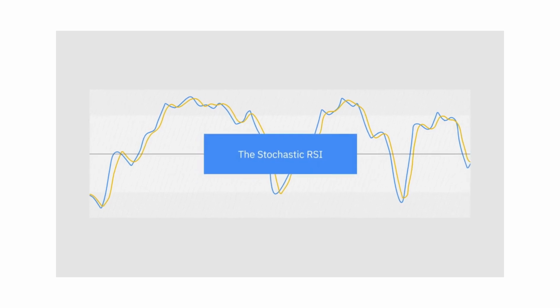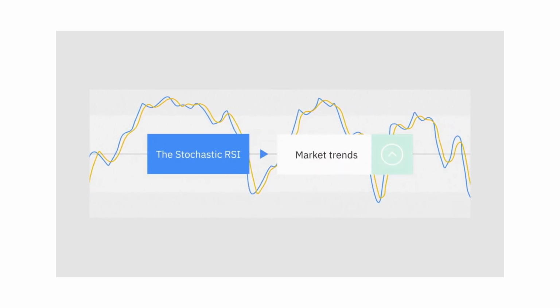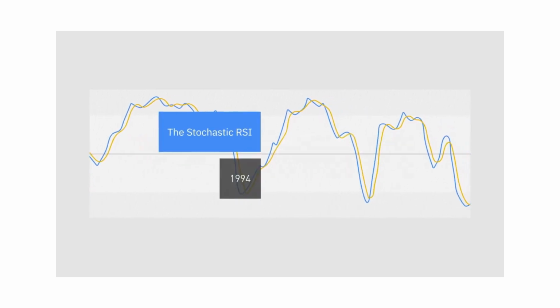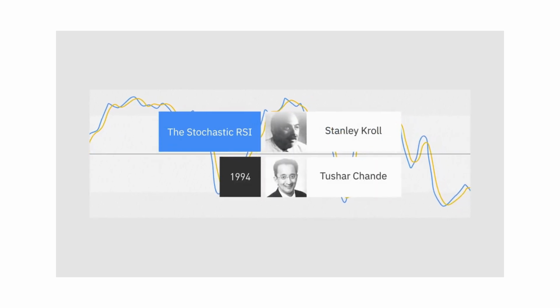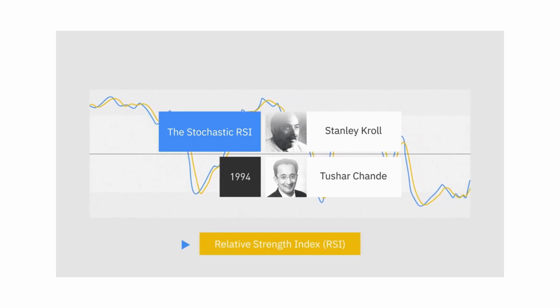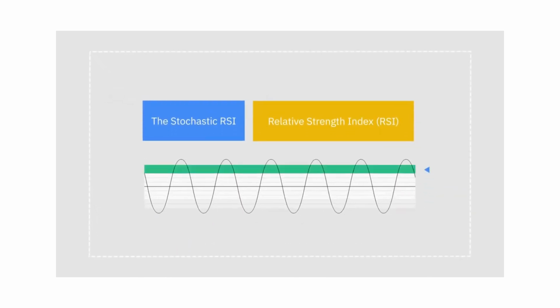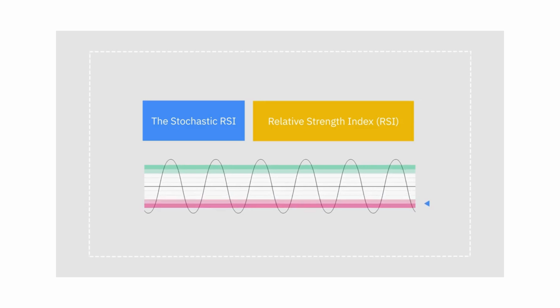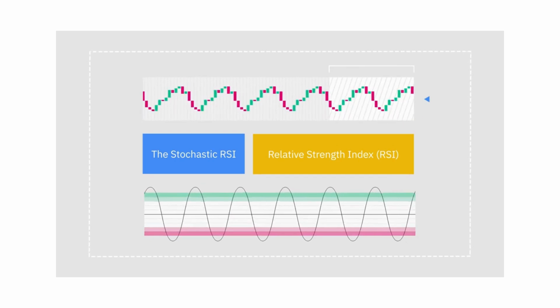The Stochastic RSI is a technical analysis indicator used to identify market trends. It was created in 1994 by Stanley Kroll and Tushar Chanda with the goal of increasing the sensitivity of the regular Relative Strength Index, or RSI, indicator. Both of these indicators are oscillators used to identify overbought and oversold conditions by measuring changes in the price of an asset over a given time period.